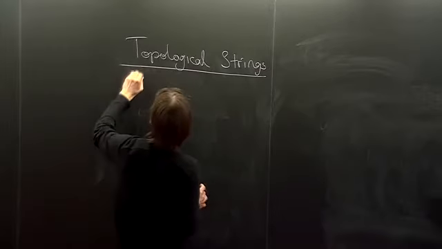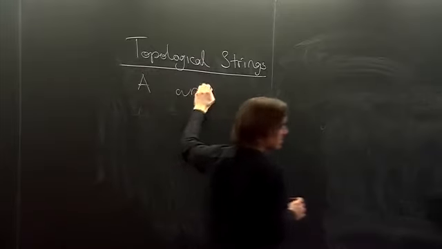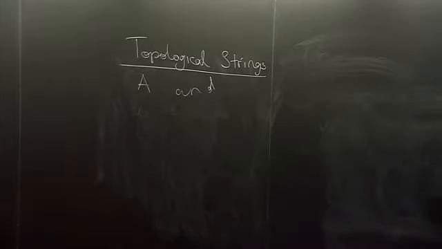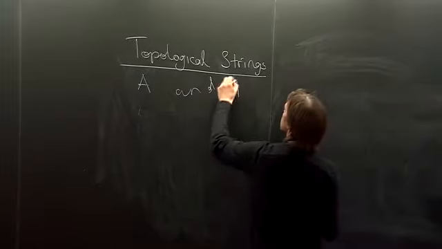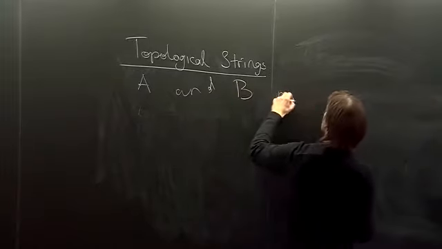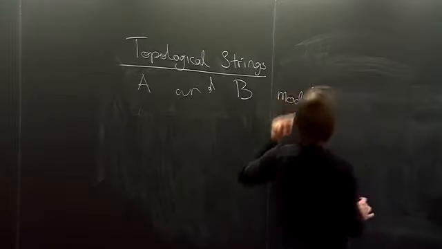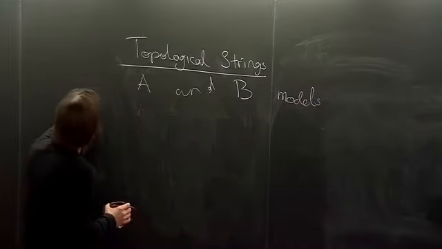There are really two kinds. There's the A and B models. So we'll start off by describing the B model.